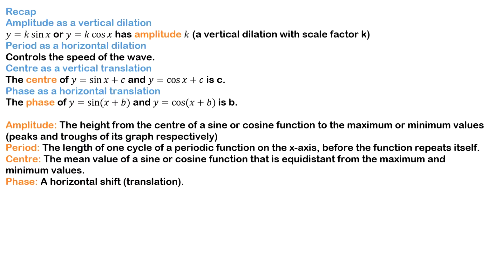I also want to go back through some of the key terminology here, such as amplitude, which is the height from the center of the function to the maximum and minimum values, or the peaks or troughs. The period is the length of one cycle of the function on the x-axis before the function begins to repeat itself. The center is the mean value of a sine or cosine function, and the phase is the horizontal shift or translation.